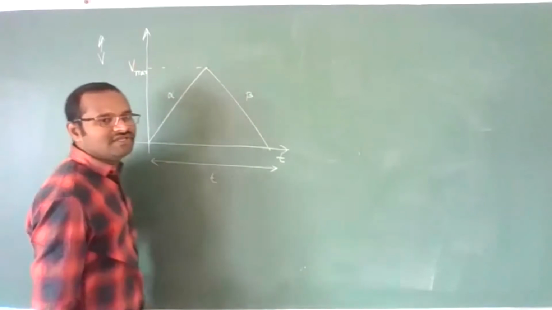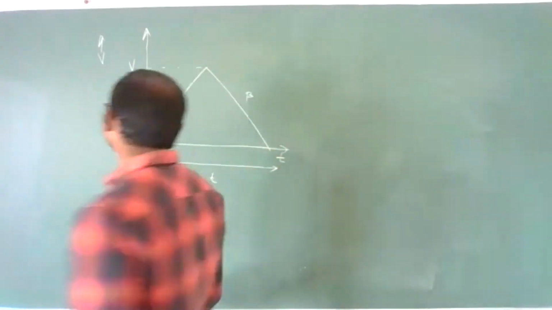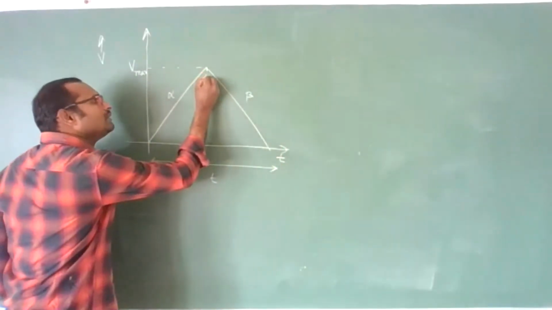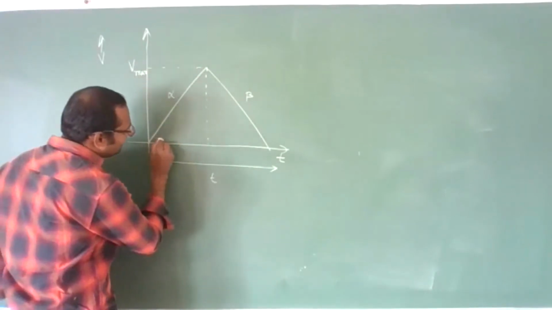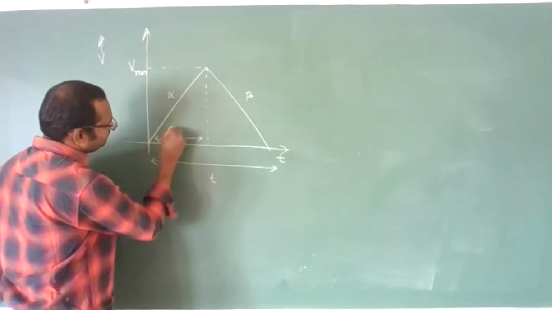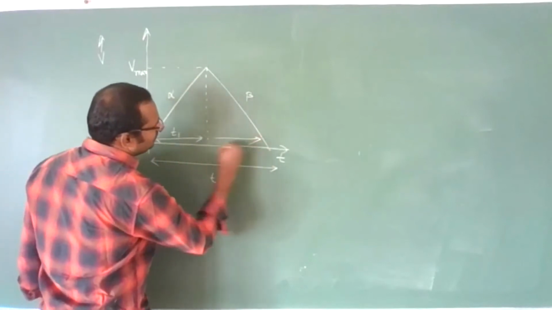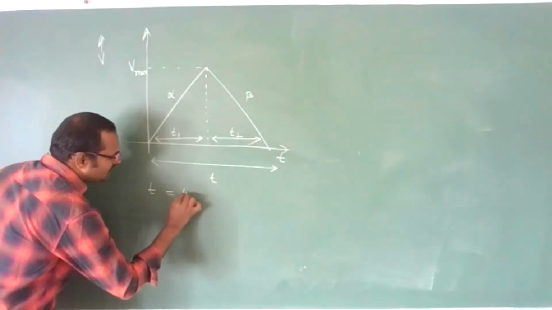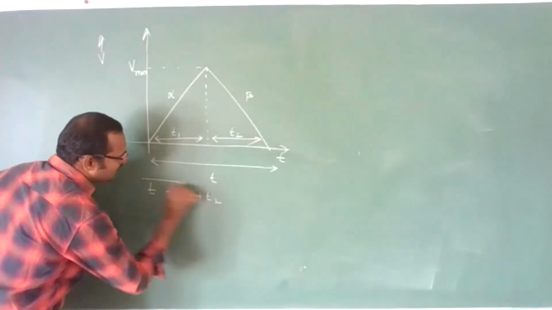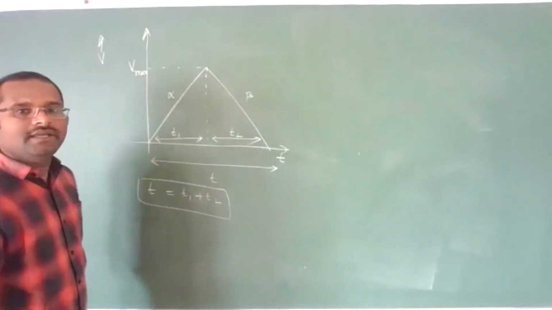Then what is V maximum, they will ask. Same point, what you should do? Divide this exactly at the center. This time you consider t1. This time you consider t2. Then you can say that t is equal to t1 plus t2. Yes or no? Yes. Okay.